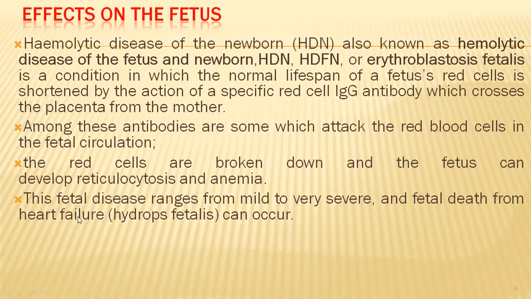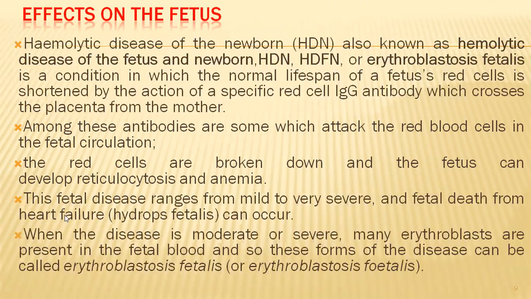Why? It's because hemolysis of red blood cells will result in production of toxins that can attack other cells. On top of that, it can also block some blood vessels, and that can also result in heart failure because of less blood in circulation. So when the disease is moderate or severe, many erythroblasts are present in the fetal blood, and so these forms of disease can be called erythroblastosis fetalis, like I've already explained, because you have a lot of reticulocytes and erythroblasts in circulation. So this disease is also called erythroblastosis fetalis.